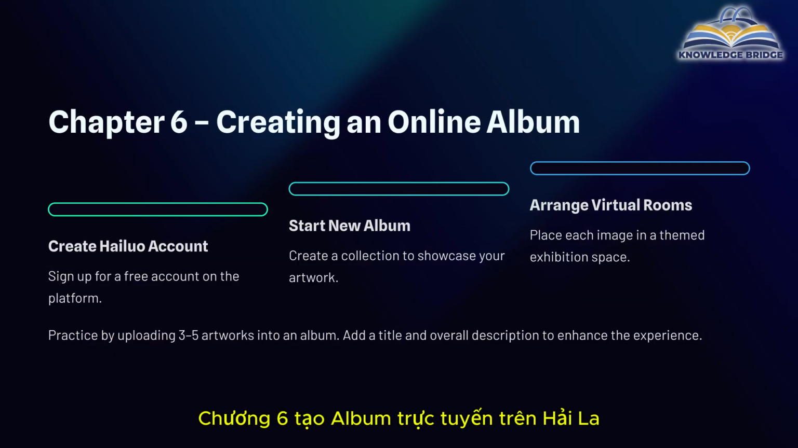Chapter 6. Creating an online album on Hailuo. Guide to registering and using Hailuo: how to create an account, how to start a new album, how to place each image into its own room within the album. Practice activity. Each student uploads an album with 3 to 5 artworks. Edit album titles and add an overall description.